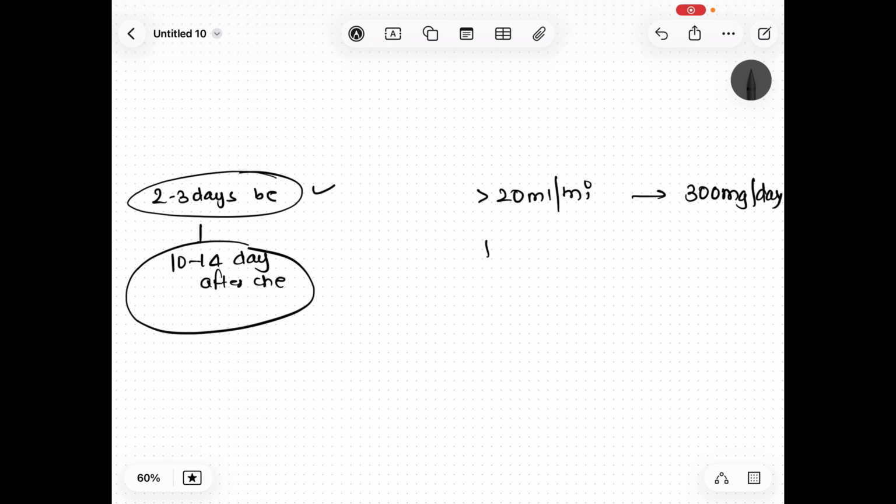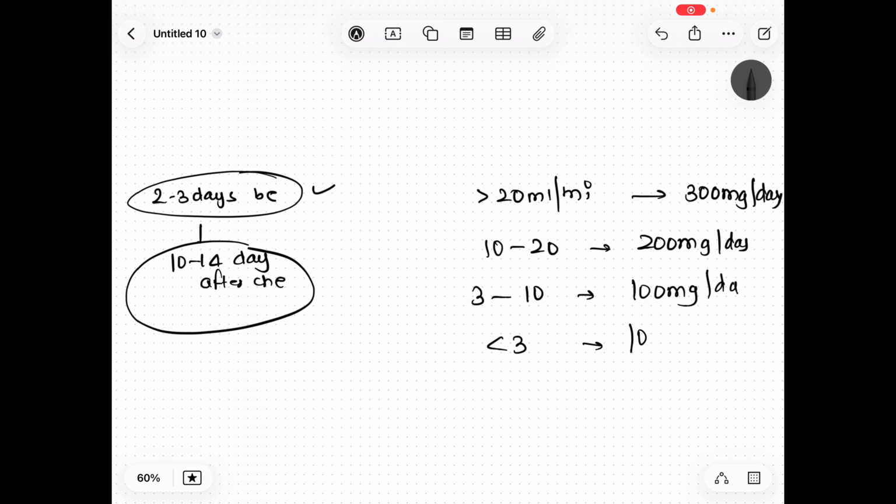If it is 10 to 20, then it is 200 mg per day. If it is 3 to 10, then it is 100 mg per day. If it is less than 3, then it is 100 mg every 36 or 48 hours.